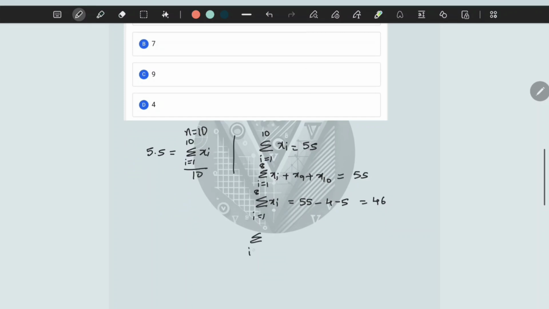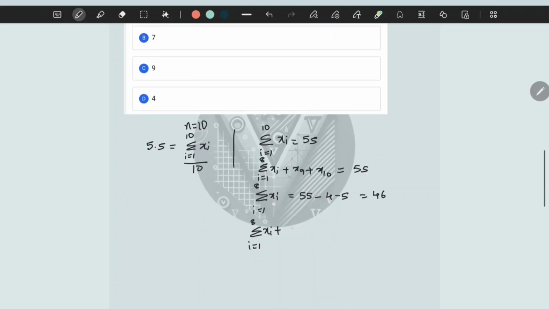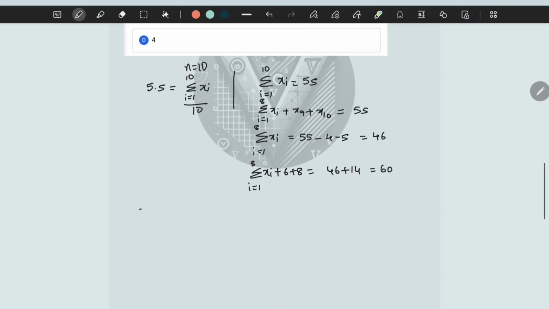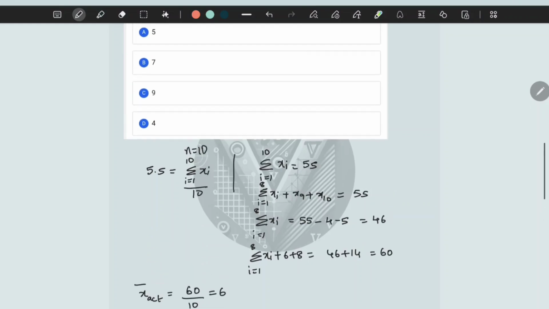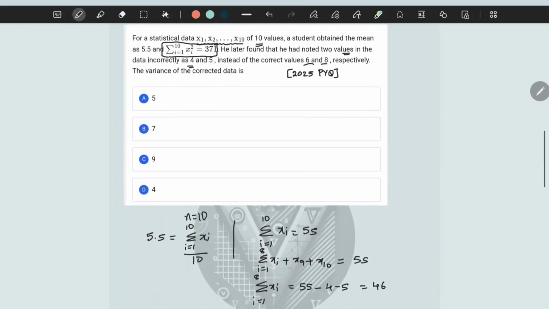Now the actual data should be sigma i equals 1 to 8 xi plus the correct values, which are 6 and 8. So we have to add 6 and 8, which is 46 plus 14. That should be 60. So the actual mean should be 60 divided by 10, which is 6. Now what does he want? He wants us to find the variance of the corrected data.